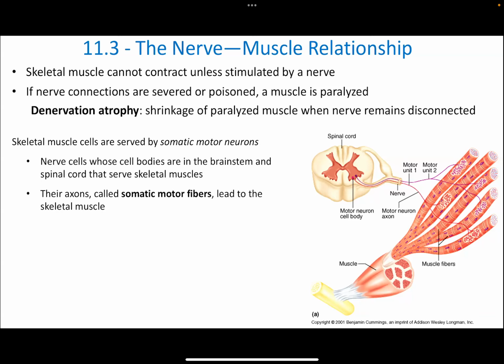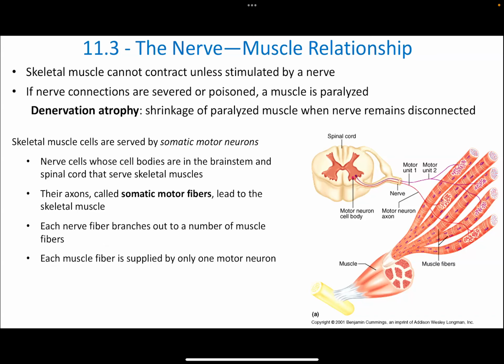These nerve cells have cell bodies that are actually in the brainstem and the spinal cord, but their axons are going to send messages to the skeletal muscles. And those axons are actually called somatic motor fibers. Each somatic motor neuron, or each nerve fiber, branches out to several muscle fibers. So you're going to end up with one nerve activating several muscle fibers or muscle cells. But each muscle fiber is only going to receive input from one motor neuron.